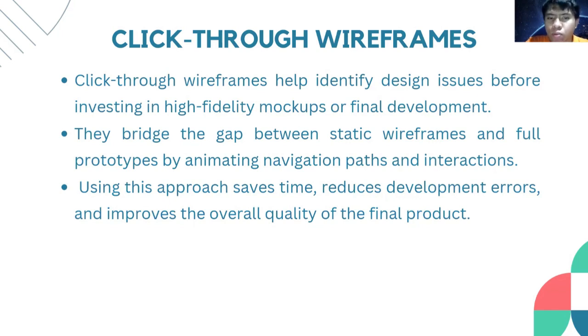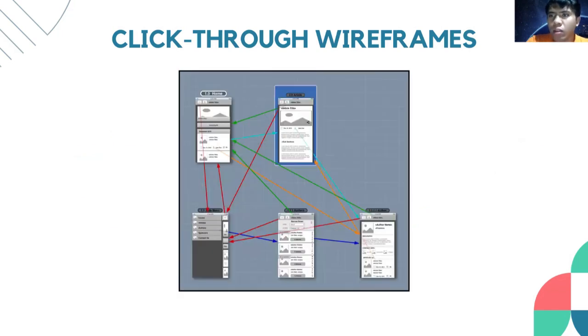Then, using this approach saves time, reduces development errors, and improves the overall quality of the final product. Meaning that you can see in the click-through wireframe the real user behaviors and the following function of the system, meaning that you can address it, you can suggest how to improve it, and etc. Then, also, it has the following examples in our presentation.